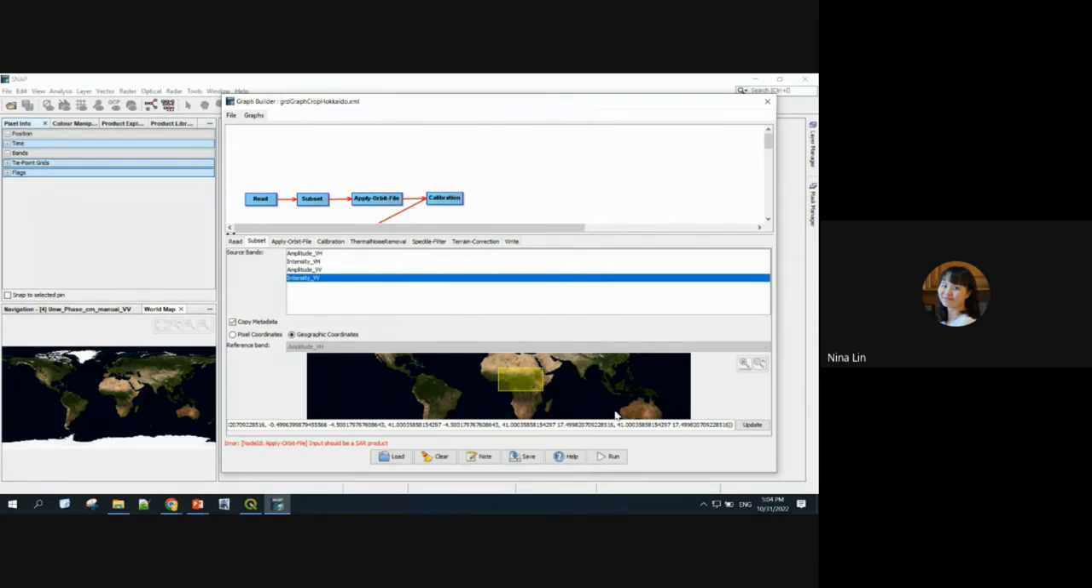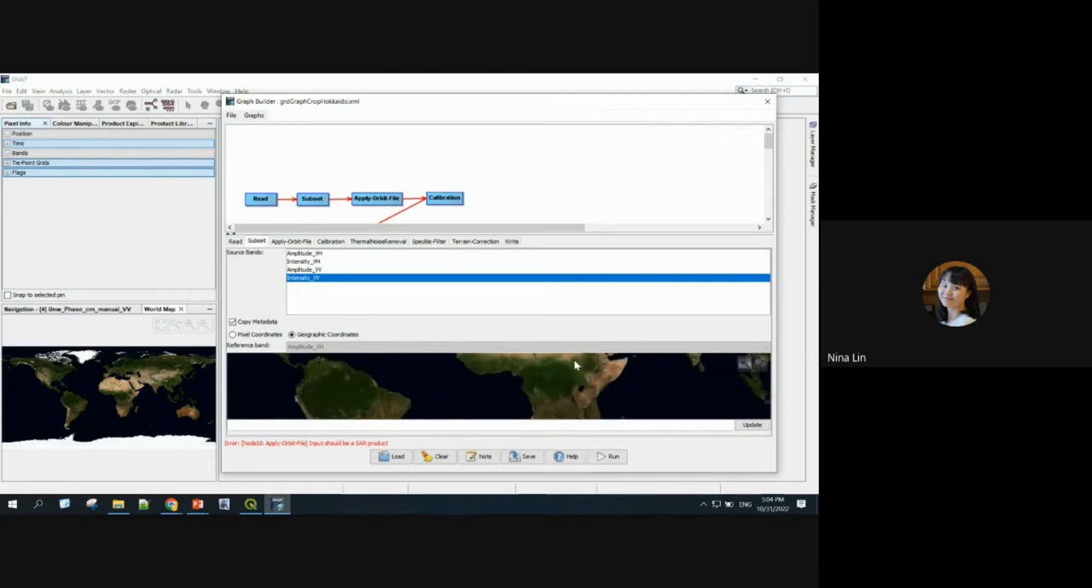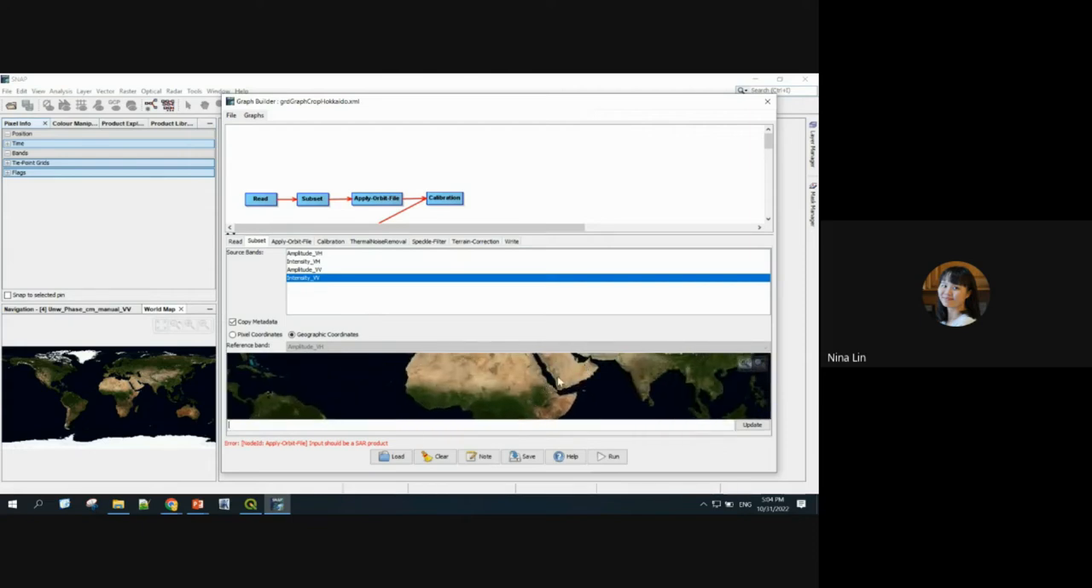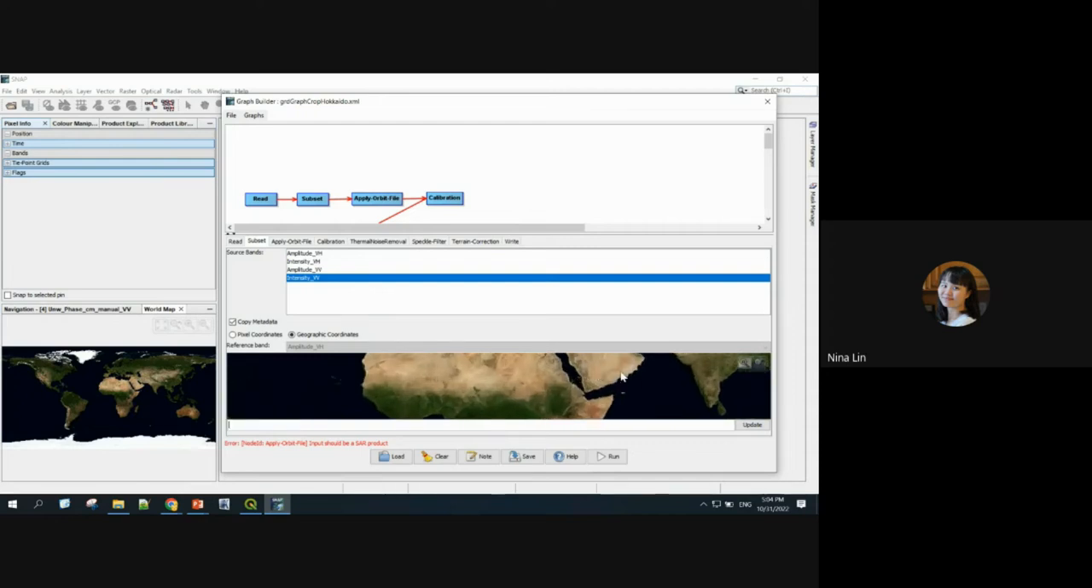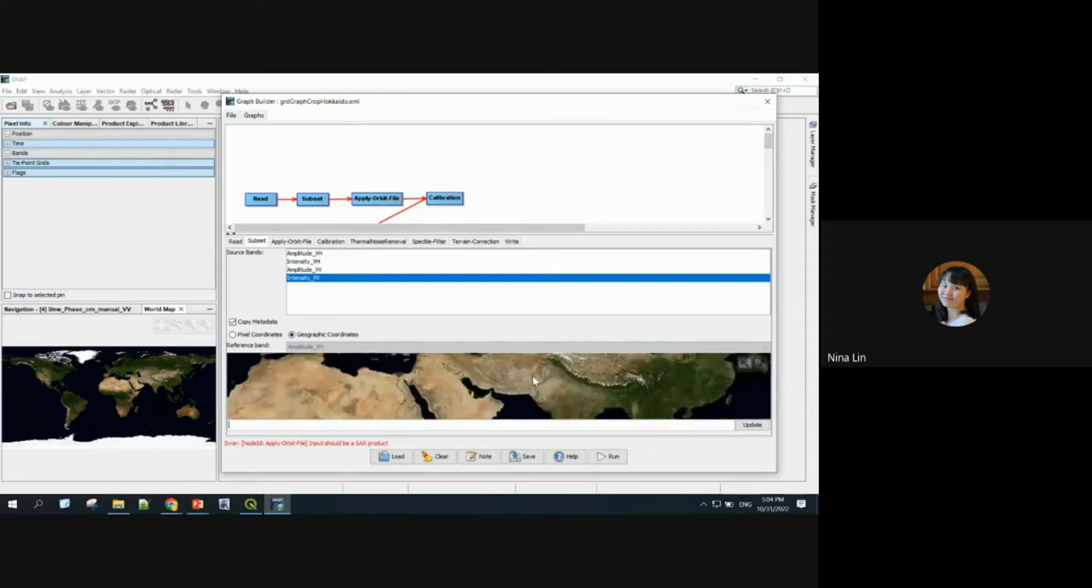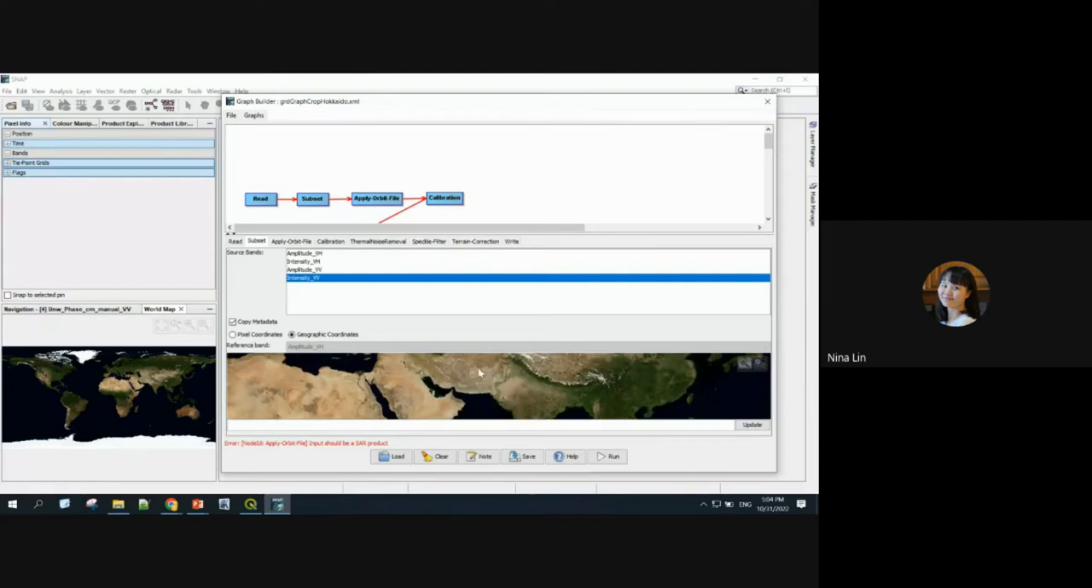Okay. So somehow it's not moving. Delete. Okay, you probably need to zoom in slightly more in order to be able to move your map, okay?